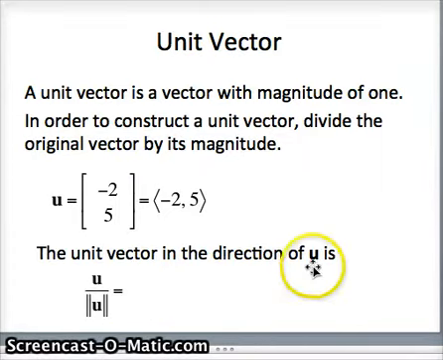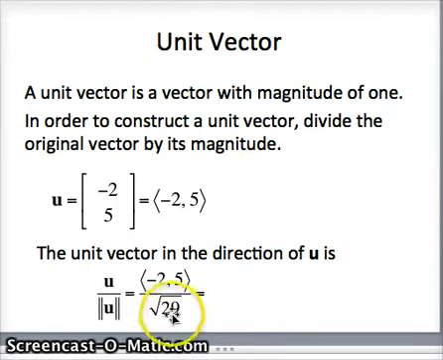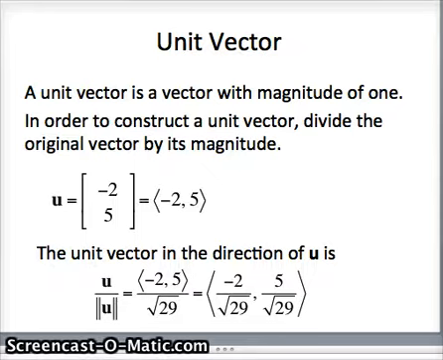So to get that unit vector, the unit vector in the direction of u is u divided by the magnitude of u. So we're going to take negative 2, 5 divided by the magnitude of negative 2, 5, which we showed was root 29 in an earlier slide. So putting this together, the first component is negative 2 over root 29. The second component is 5 over root 29. And that indeed is a unit vector pointing in the same direction of u.